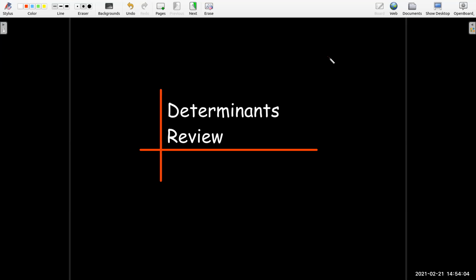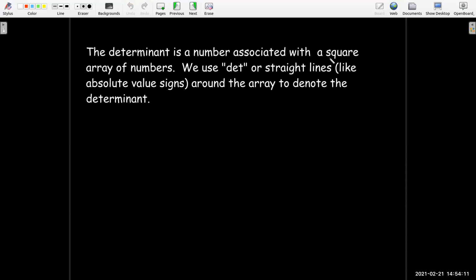In this short video, we're going to review some of the ideas of the determinant. Remember that the determinant is just a number. It's associated with a square array of numbers. Sometimes we call that square array a matrix, but it doesn't have to be a matrix. We either use the letters D, E, T, or long straight lines, vertical lines like absolute value signs, around the array to denote the determinant.